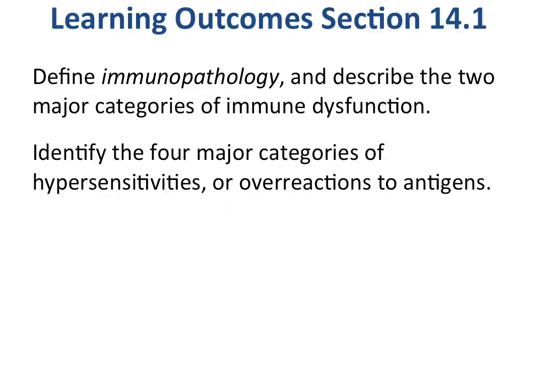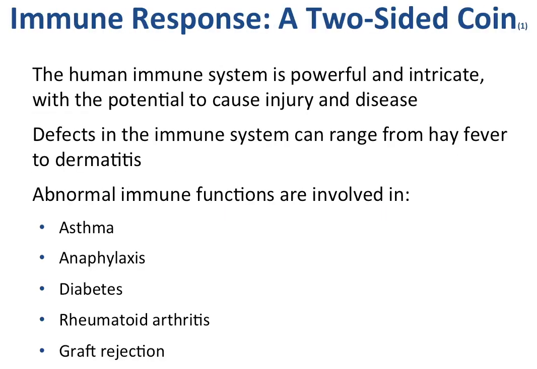Chapter 14. The immune system can protect our body. However, the immune system also has two sides. It's a two-sided coin because it has a beneficial effect on us. However, it can cause harm to our body.